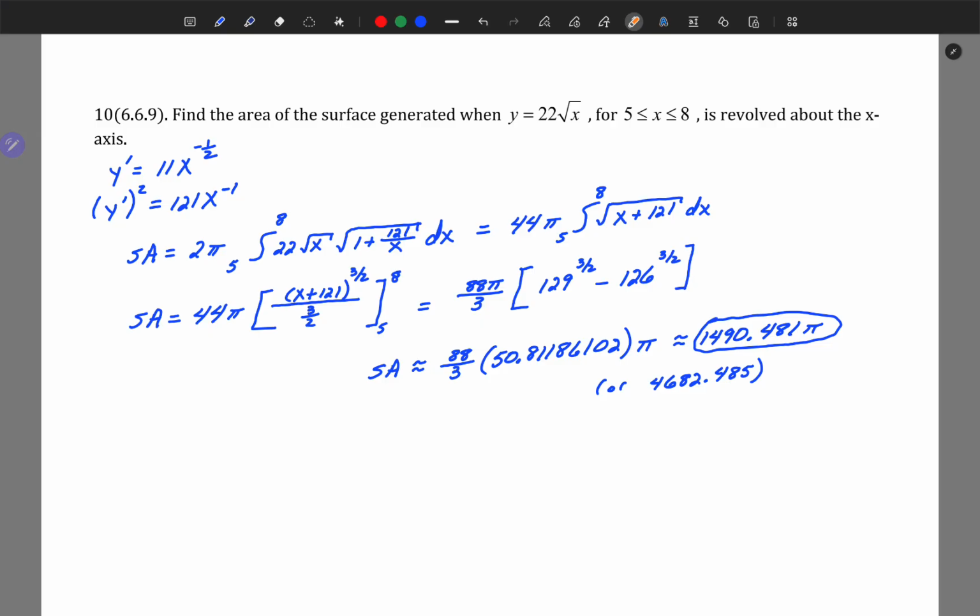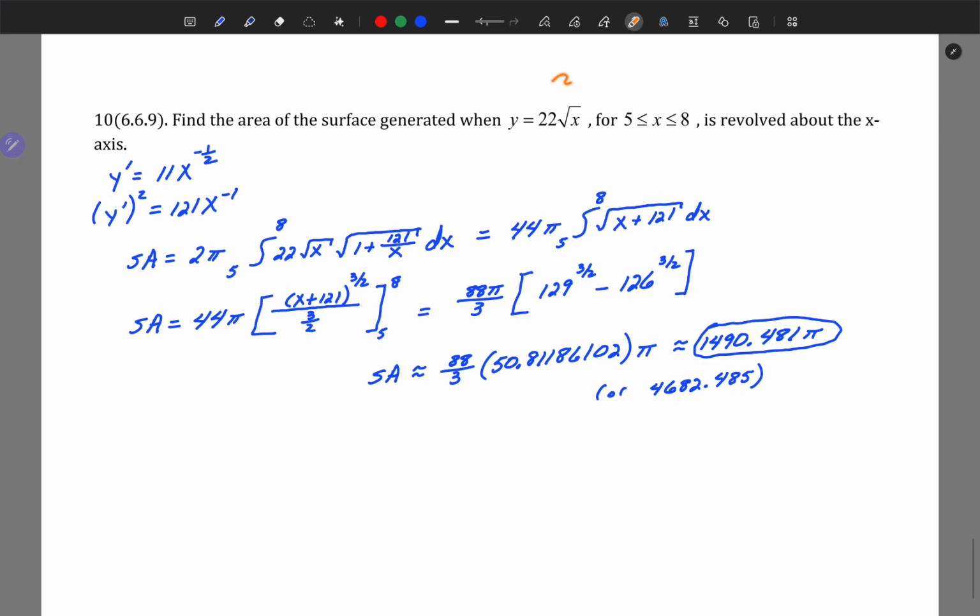So I went ahead and said, well, let's go ahead and take the derivative of this expression, the derivative of 22x to the 1/2. The 1/2 came down in front and gave me 11x to the negative 1/2 when I took the derivative. Then we have to square that derivative. Well, 11 squared is 121. X to the negative 1/2 squared gave me x to the negative 1. So that's what gets plugged in here.